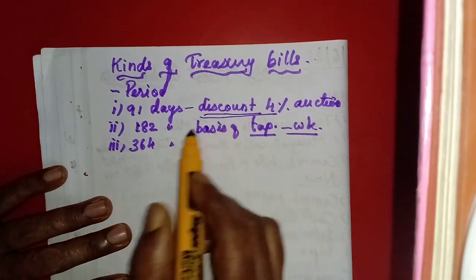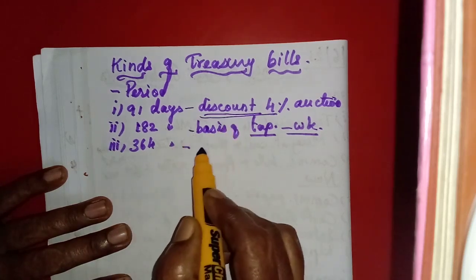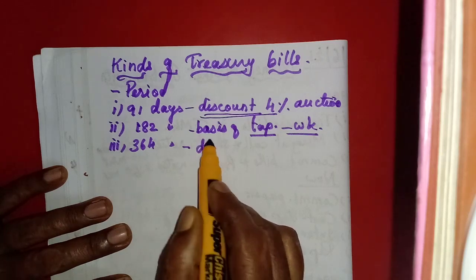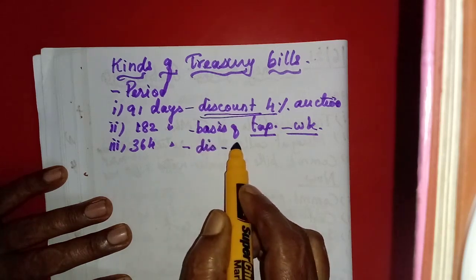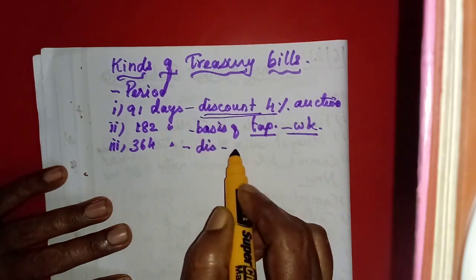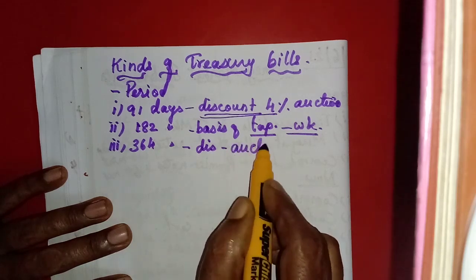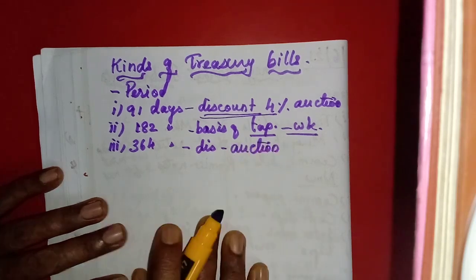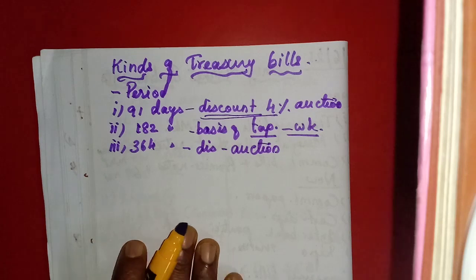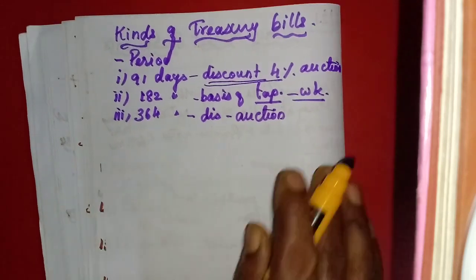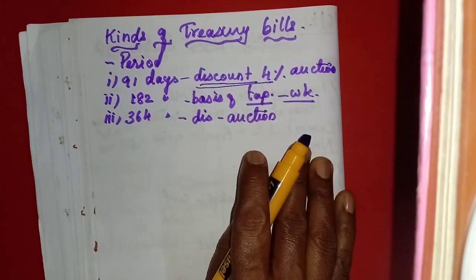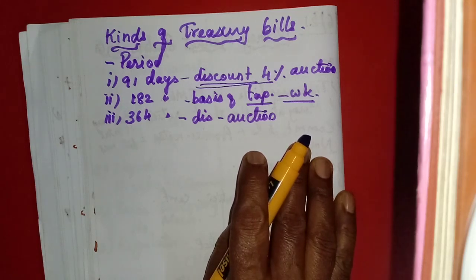But the discount rate will be there. That discount rate will be quoted at the time of auction. Auction we know, isn't it? 1, 2, 3, they will say for the highest bid. They will shout for each price. The person who says the highest price will be given the product.